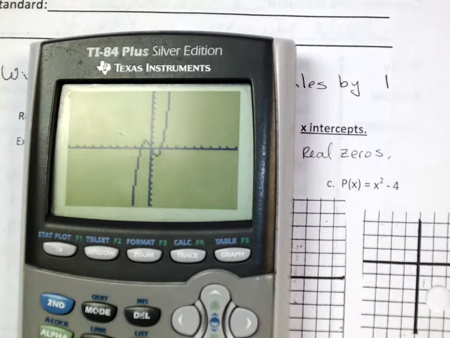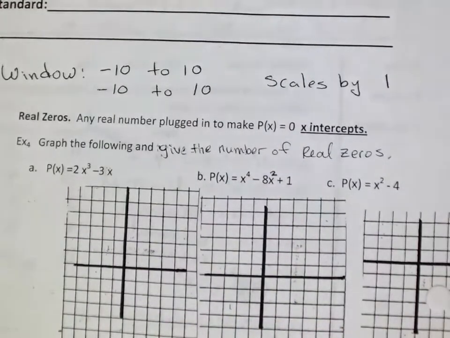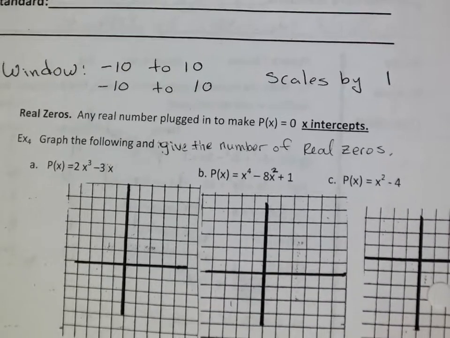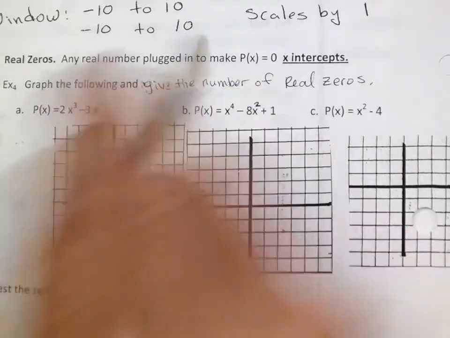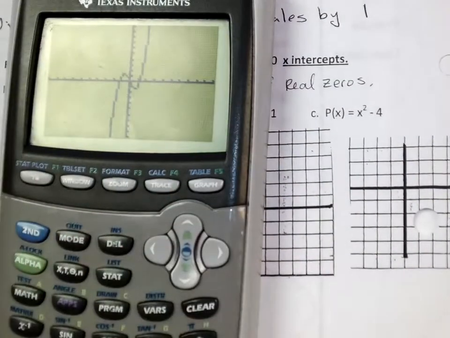Alright, so we graph it and we get this, right? So let's go ahead and take that picture and put it on the graph. Now a couple of things I see: it looks to me like it goes through at negative 1, 0, and 1. Do you agree with that? Looking at your calculator, it kind of goes through those, right?